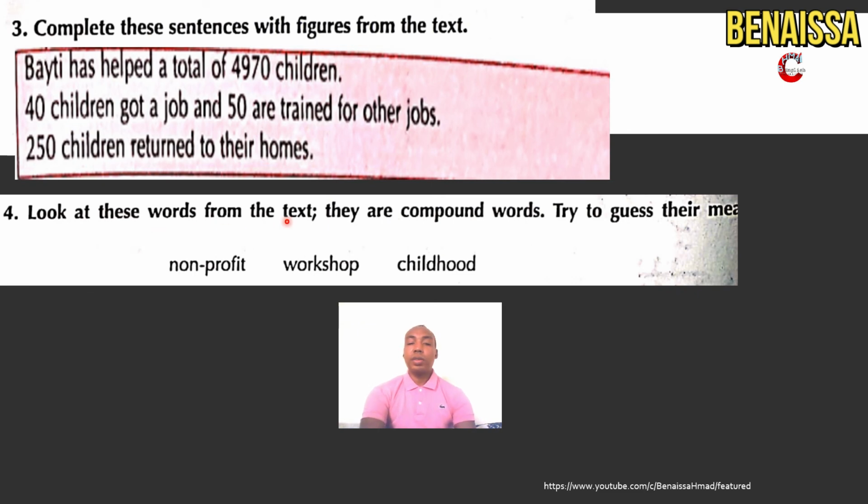Now look at these words from the text: non-profit, workshop, childhood. They are compound words. Try to guess their meaning.